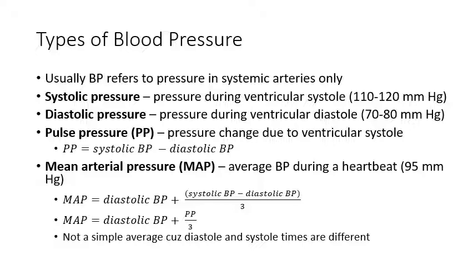Then finally, you have the mean arterial pressure, or the MAP, which is the average blood pressure during a cardiac cycle. It's not just a straight average, though. Actually, you are weighting the diastolic higher than the systolic, because your ventricles will be in diastole for longer than they're in systole. So you can calculate MAP using the equation: the diastolic blood pressure plus the systolic minus the diastolic, divided by 3. And you could simplify that to the diastolic blood pressure plus the pulse pressure divided by 3. So generally we like to use MAP as the best single number representation of the blood pressure.